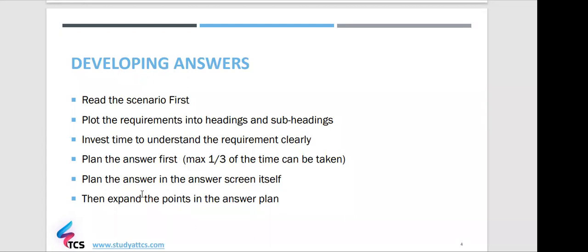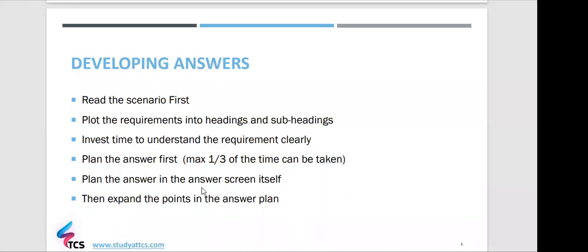And when developing the answer plan, plan it on the answer screen itself. I know that you have access to the scratch pad. Just because you have access to the scratch pad, don't try to go and develop your answer plan on the scratch pad, because that's a waste of time. Rather, do it on the answer screen itself, because when it comes to typing the answer, you can simply expand the answer plan which you had typed on the answer screen itself. So that's what I've highlighted here.